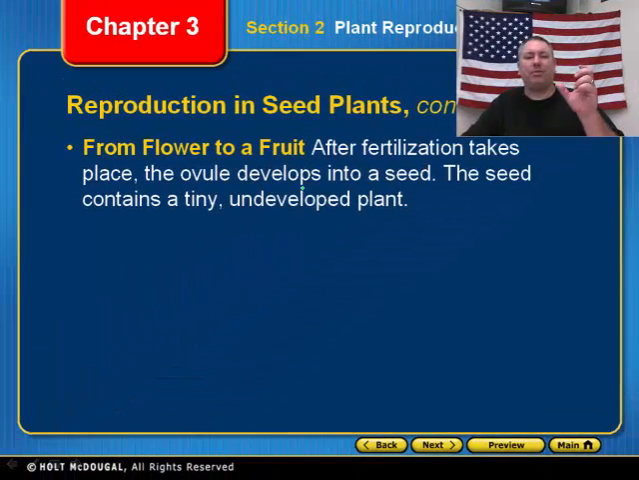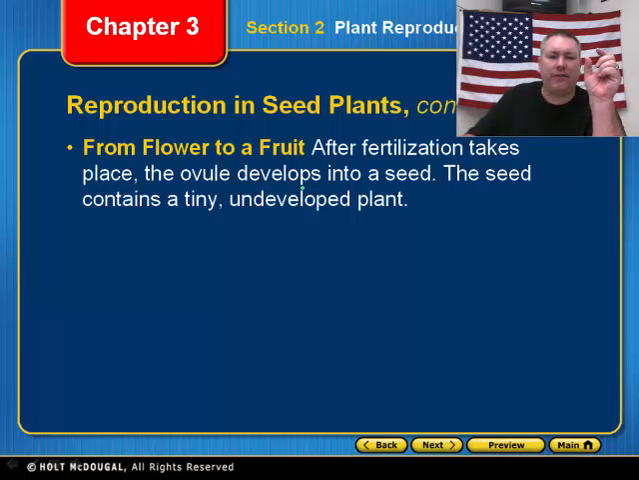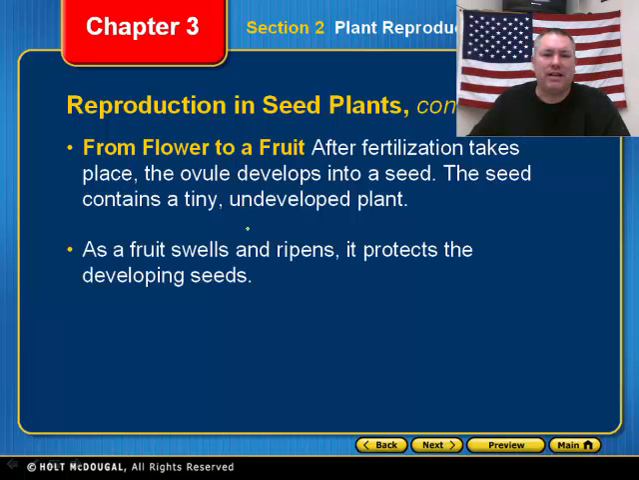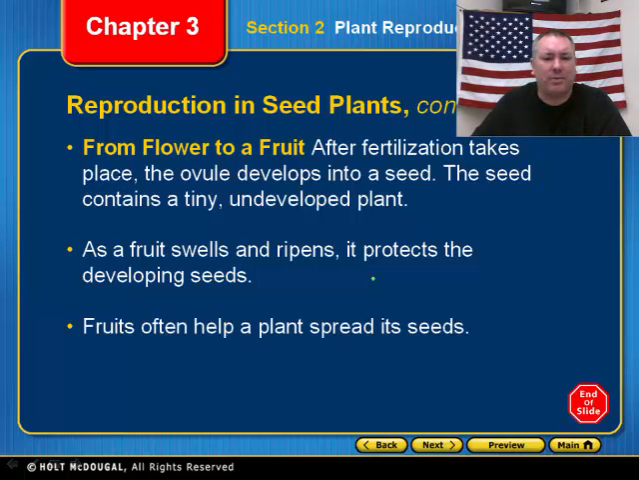Now, from that point, you have a flower, and after it's been fertilized, it turns into a seed. The ovule turns into a seed, and that seed is basically the whole plant. It's a tiny undeveloped plant, and if that seed lands in the proper conditions, it will eventually swell and ripen, and it will become a new plant. But inside that seed, a fruit will eventually surround that seed, and is there to protect that developing seed. The fruit often helps a plant spread its seeds.